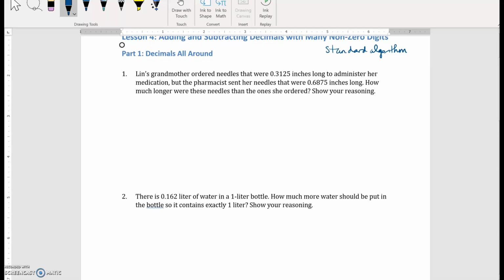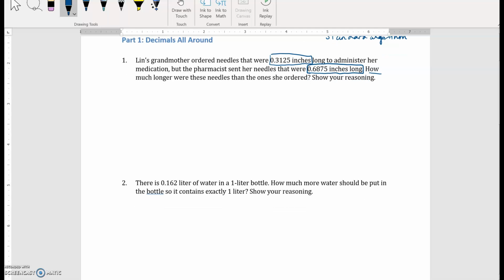It says, Lynn's grandmother ordered needles that were 3,125 ten-thousandths of an inch long to administer her medication. But the pharmacist sent her needles that were 6,875 ten-thousandths of an inch long. How much longer were these needles than the ones she ordered?